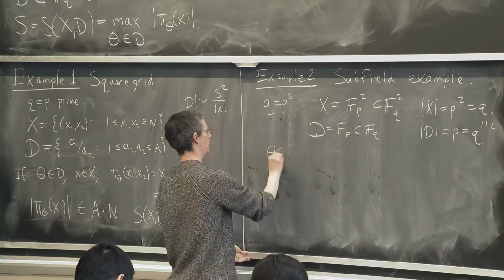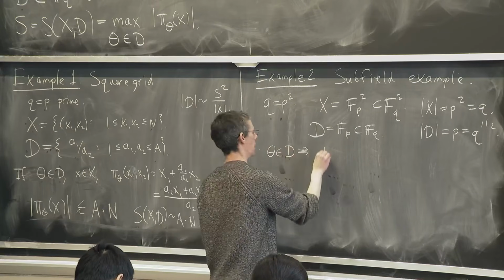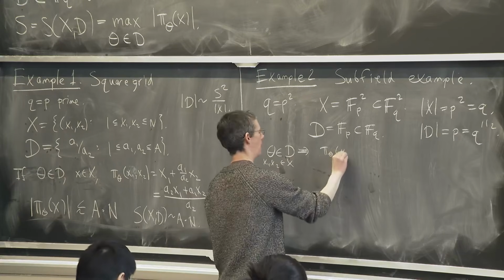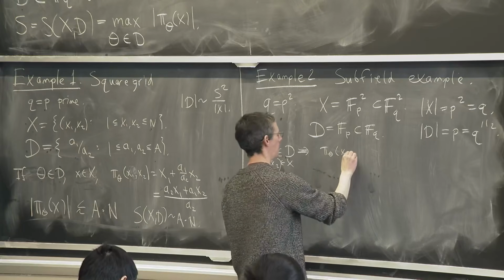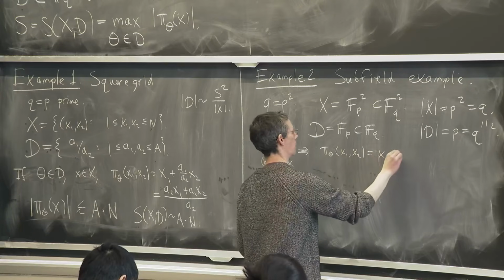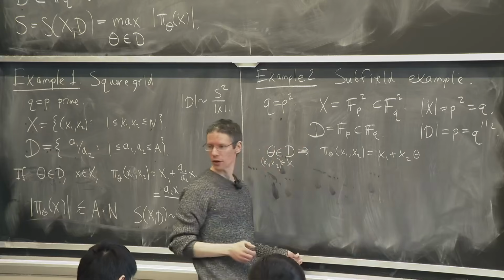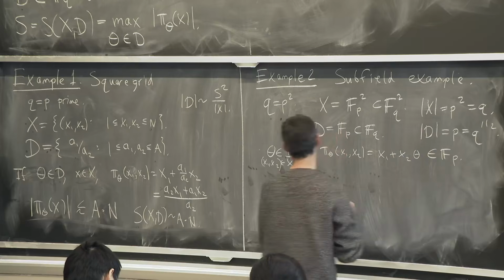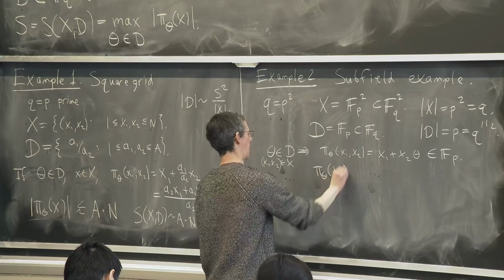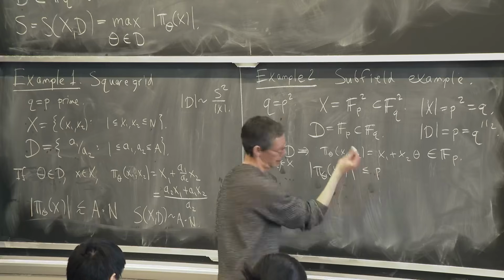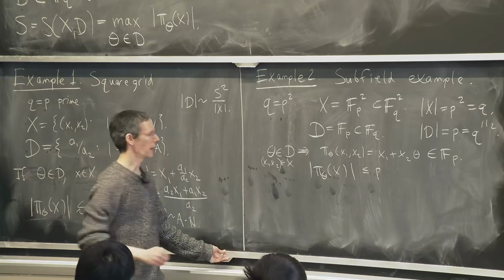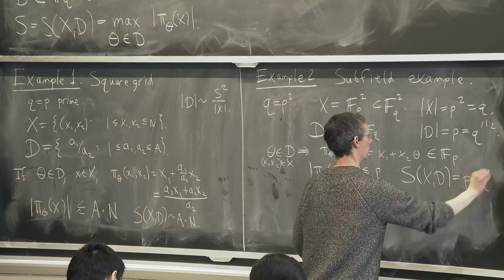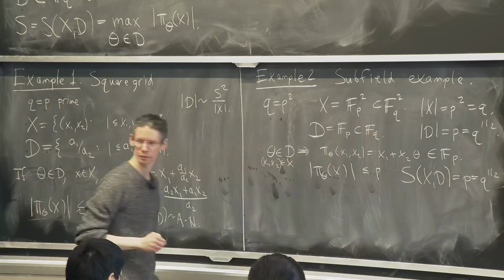And then if theta is in D, and x1 and x2 are in X, then pi_theta of x1, x2 is x1 plus x2 theta. All those things are in the subfield F_p. So this is in F_p. So therefore, the size of pi_theta of X is at most p. It's in fact exactly p. And so that's our S. OK.